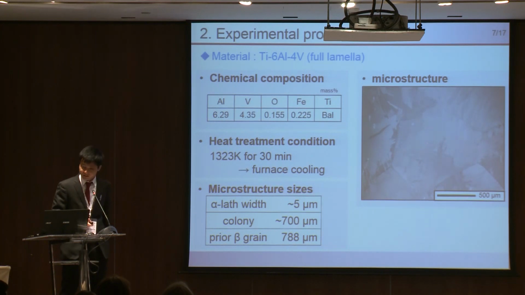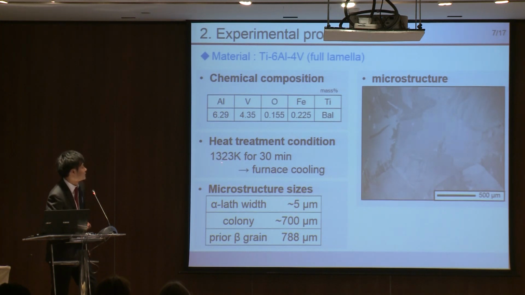Next is the experimental procedure. The test material is titanium 6 aluminum 4 vanadium alloy. The chemical composition of this alloy is shown in this table, and the specimens were heat treated at 1023 Kelvin for 30 minutes and subsequently cooled in the furnace. The microstructure sizes are shown in this table, and the microstructure is fully lamellar structure like this picture.